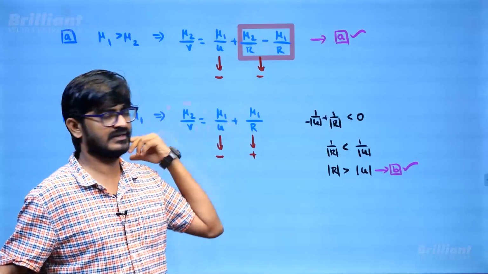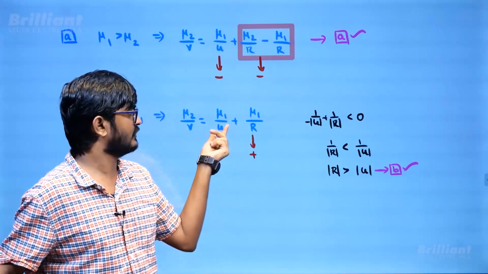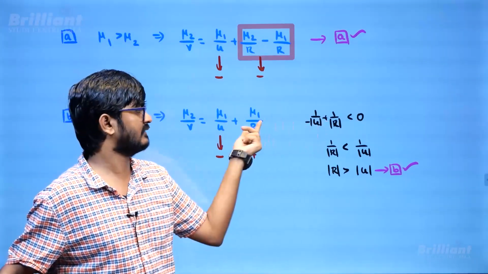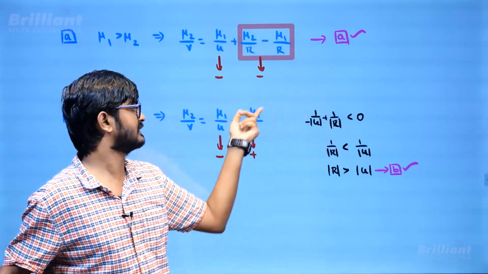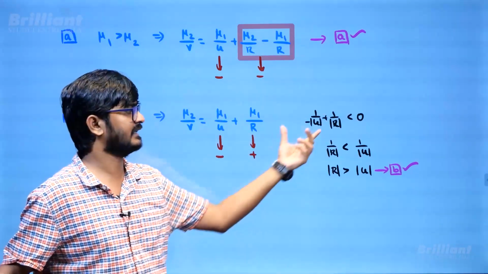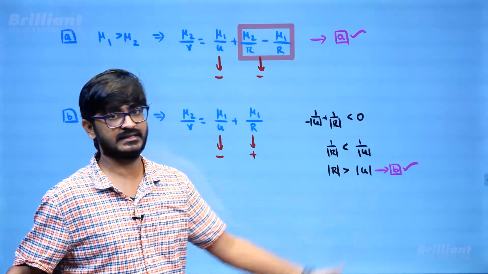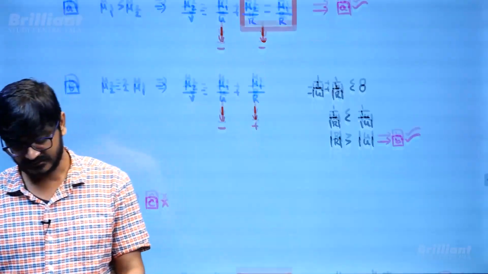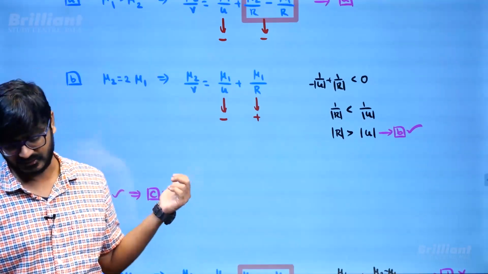So mu1, when I remove it, I am putting u value as negative of its modulus and r value as positive of its modulus, and this term has to be negative. That's what they are saying. When will it be negative? When r is greater than u. So option B is correct. If option A is correct, option C is going to be wrong.